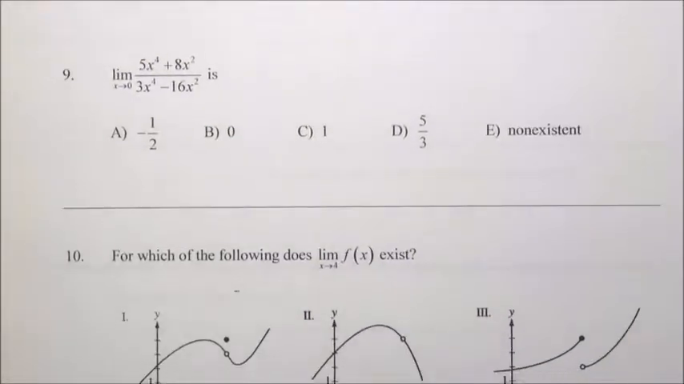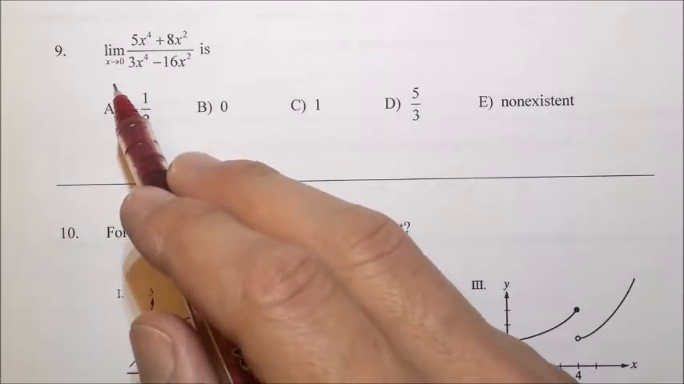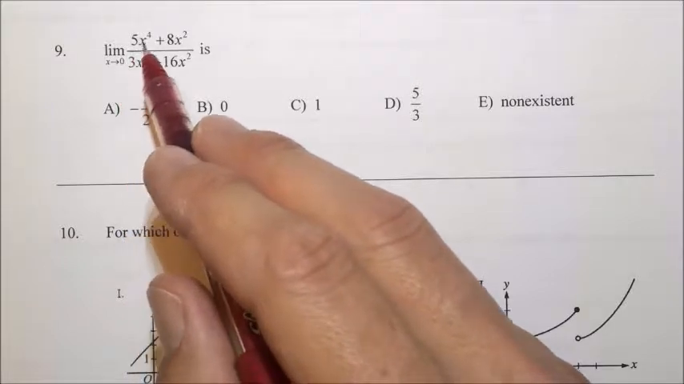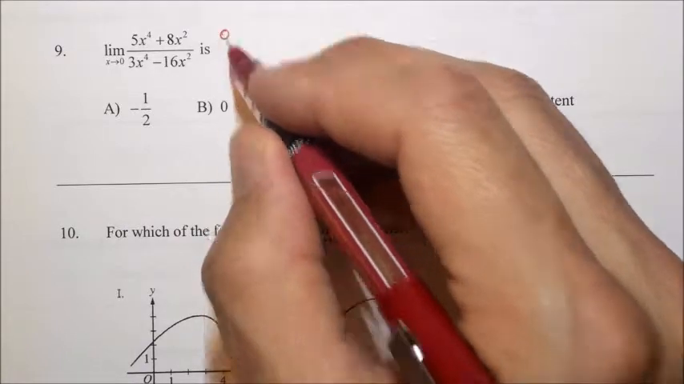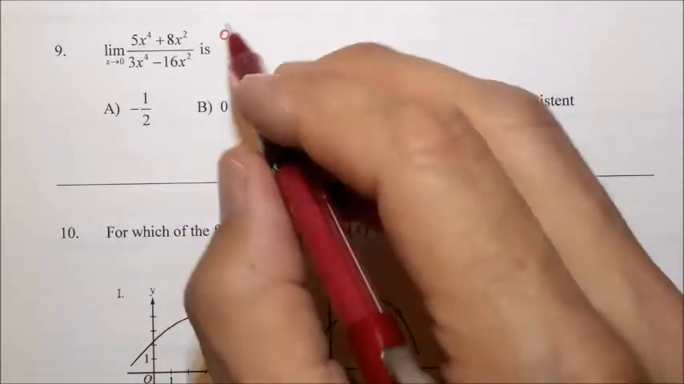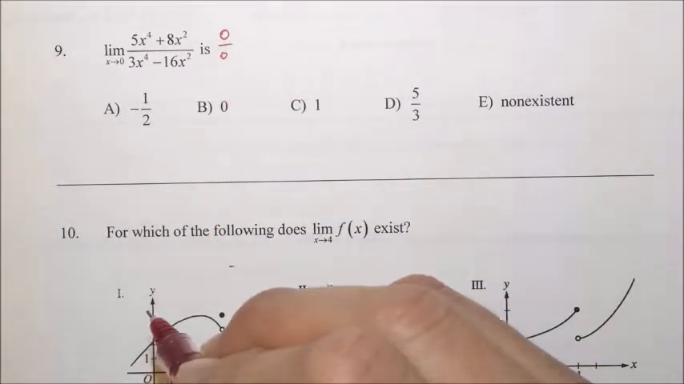With number 9, this time the limit as x approaches 0. So in order to get this, we have to plug in 0. We plug 0 into the numerator, we have 5 times 0 plus 8 times 0. If we plug 0 into the denominator, we have 3 times 0 minus 16 times 0. 0 over 0, that's our indeterminate form, so we need to simplify.